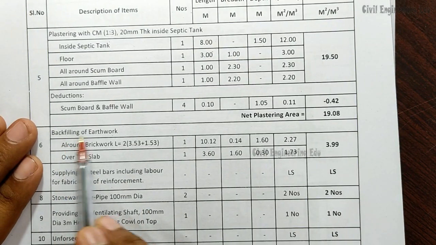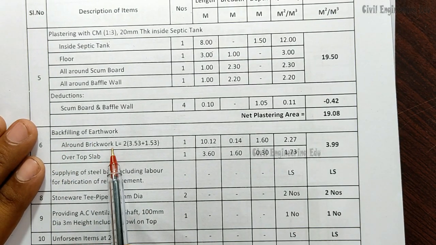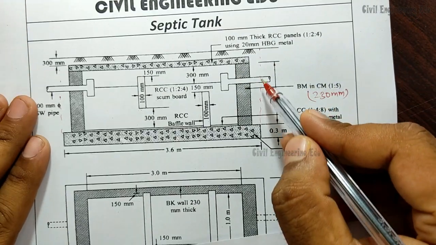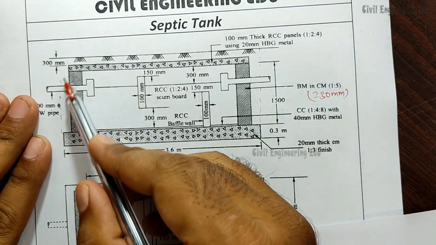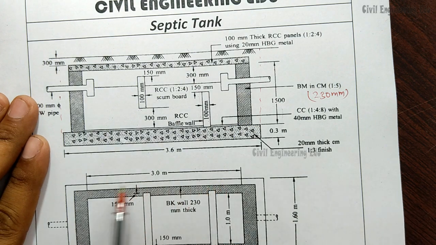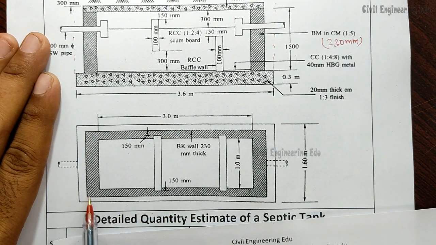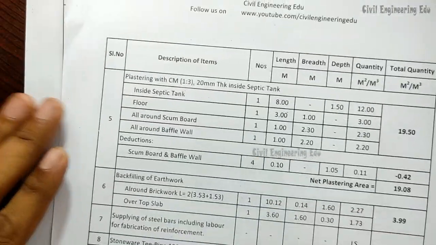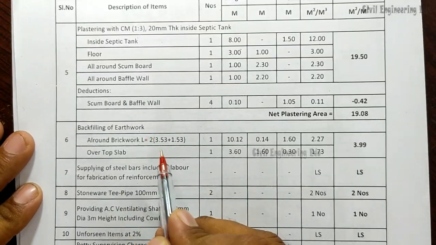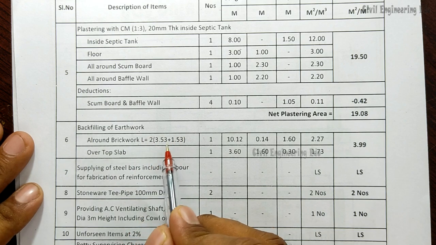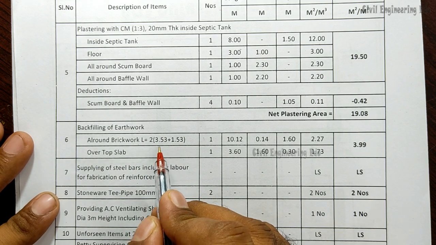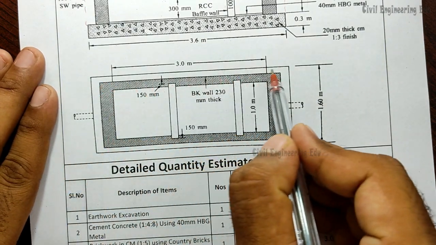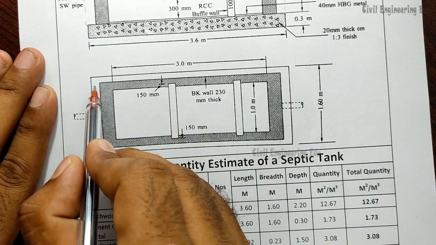So we are going to calculate all around the brickwork and over the top slab. All around the brickwork means this particular portion, this particular portion. So this will be calculated all around. How can we calculate that? We can calculate by taking the center line perimeter length again, same like the one room plan. This plain portion we are considering as one room plan again.